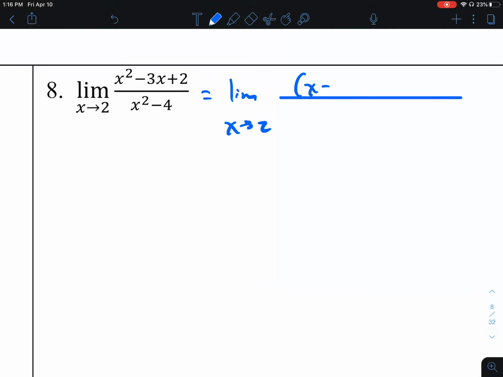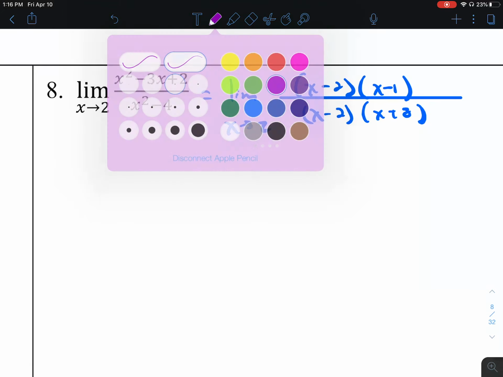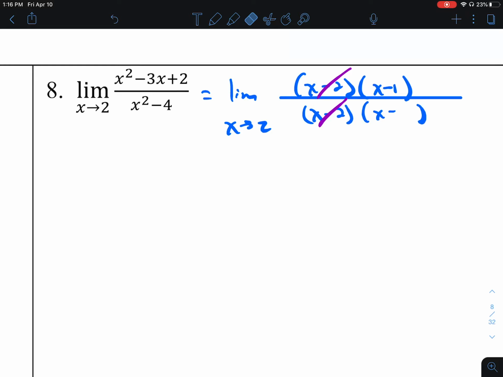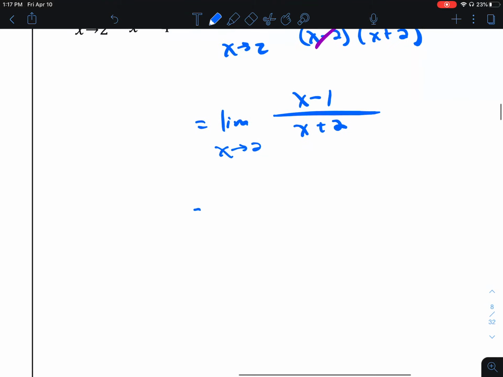The top is going to factor into an x minus 2 and an x minus 1. The denominator factors into an x minus 2 and an x plus 2. The x minus 2's cancel. So we're left with the limit as x approaches 2 of x minus 1 over x plus 2. You must continue to use limit notation until you evaluate the limit. We can now evaluate the limit, and we're going to get 1/4.